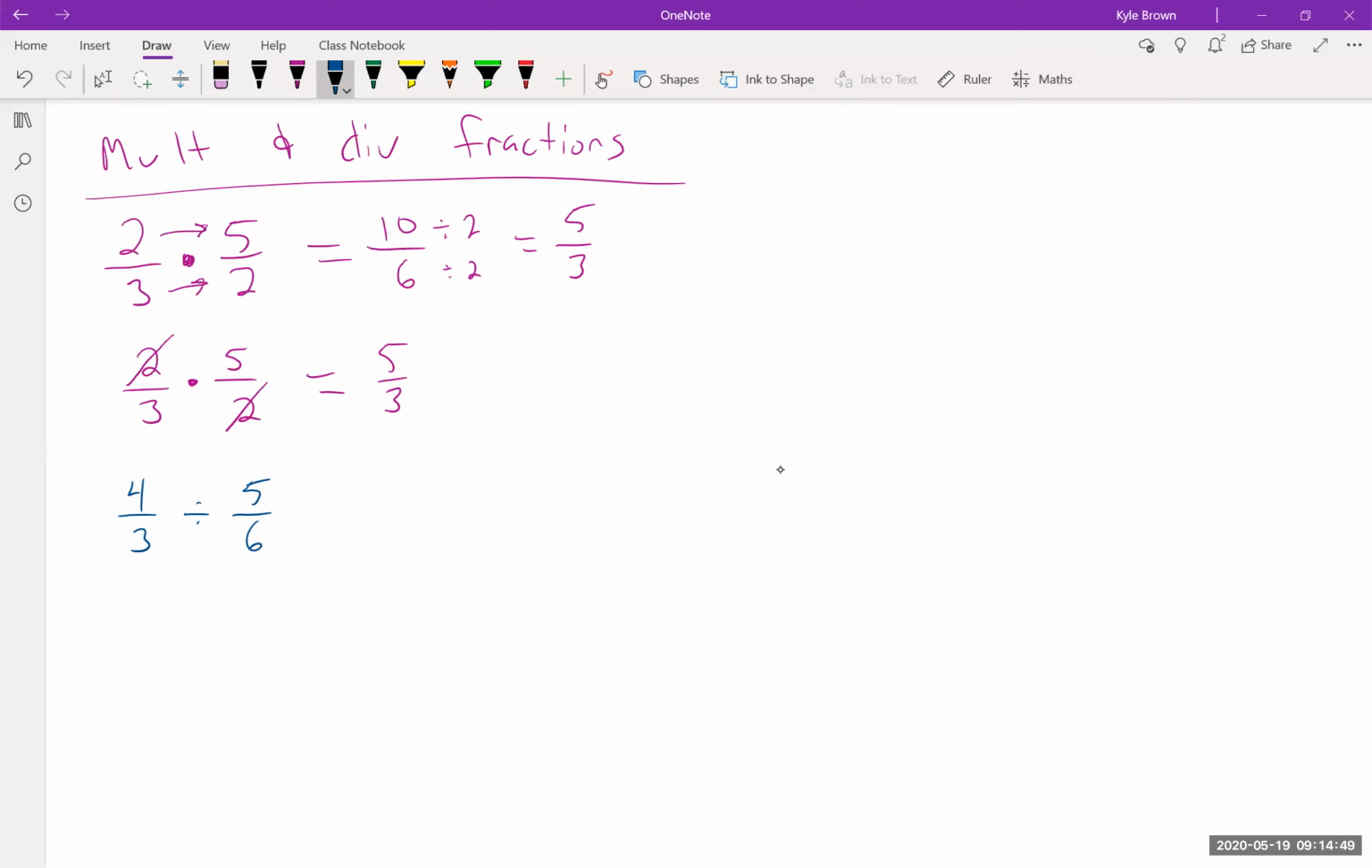Now why I say dividing is almost as easy is because of this statement: dividing by a fraction is the same as multiplying by the reciprocal. I know that sounds like a mouthful, but it means dividing by a fraction is the same as multiplying by its reciprocal, which just means it's flipped upside down. So I just flip these two around. I change this to 4 over 3, change it to a multiplication statement, and then this will be 6 over 5.